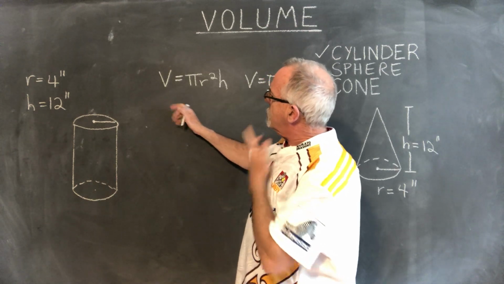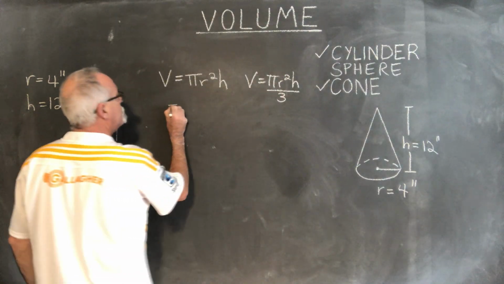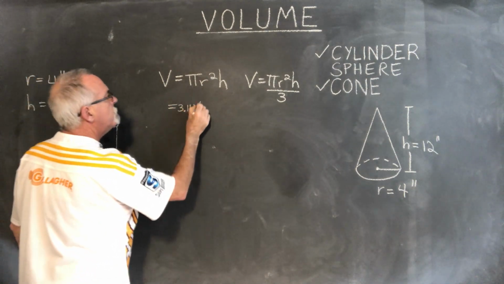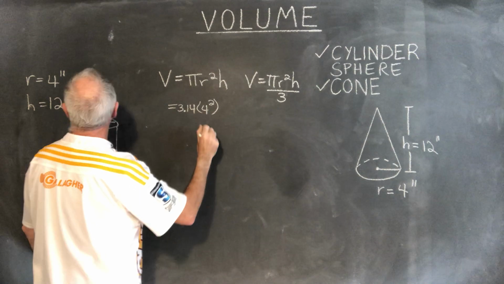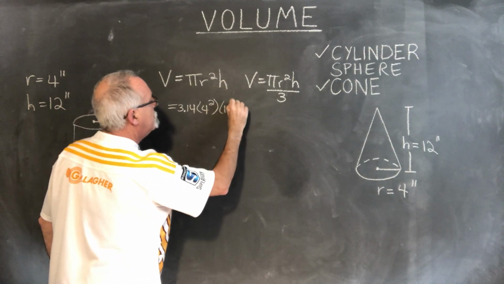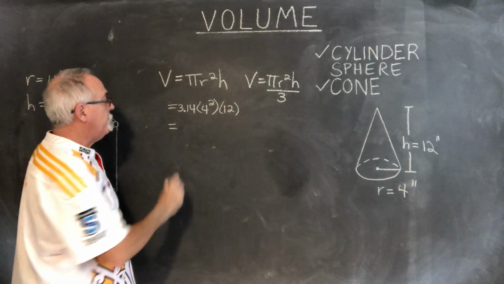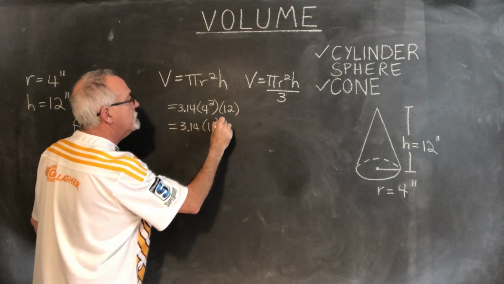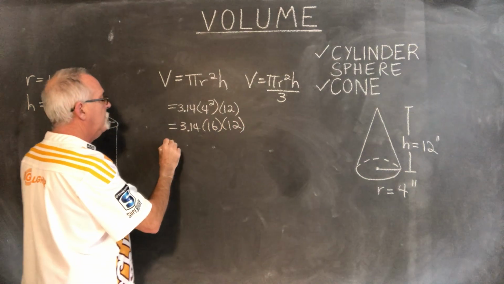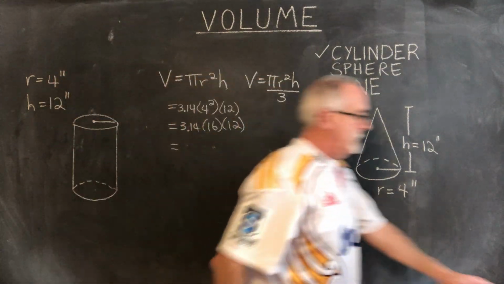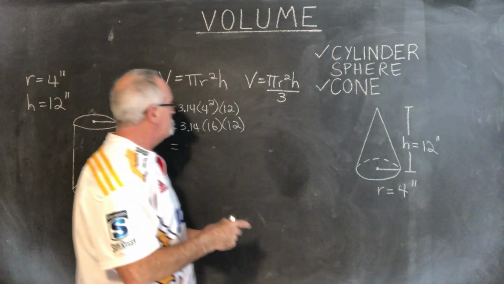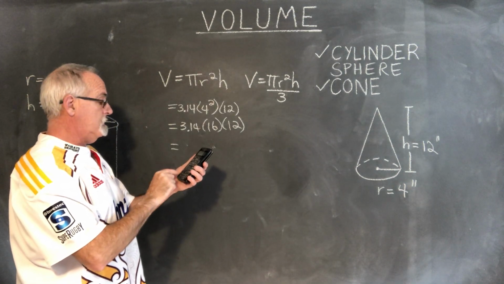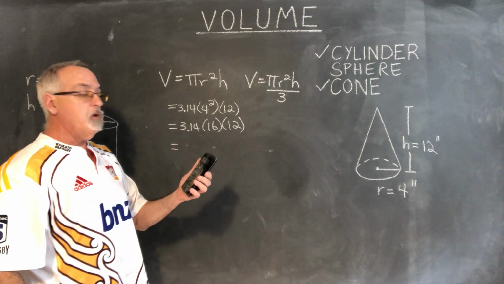But filling in this one, we're getting pi, r squared is 4 squared, and the h is 12. And following the order of operations, of course, pi times 16. 4 squared is 16. I want to do that first. And now I can just multiply it all out and get my answer. 3.14 times 16 times 12 equals 602.88.